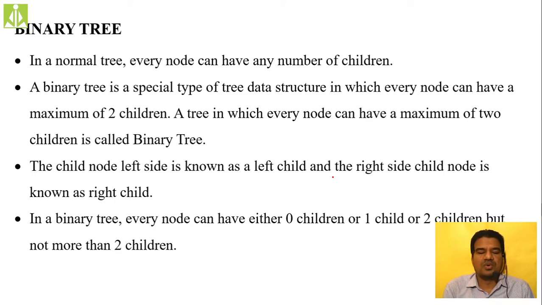So a binary tree is a special type of tree data structure in which every node can have a maximum of two children. This simple definition you remember. A tree in which every node can have a maximum of two children is called a binary tree. A binary tree is also a tree, but the special property is that every node must have a maximum of two children.